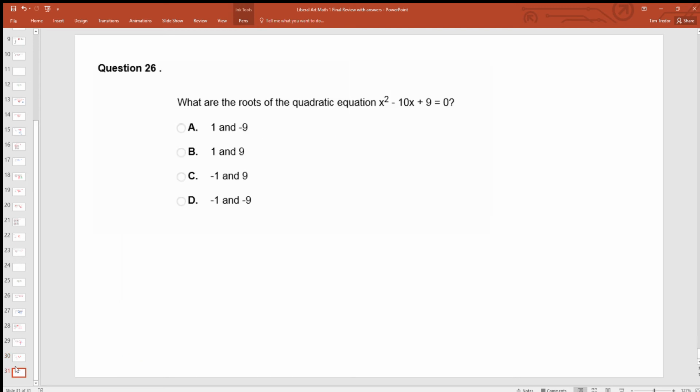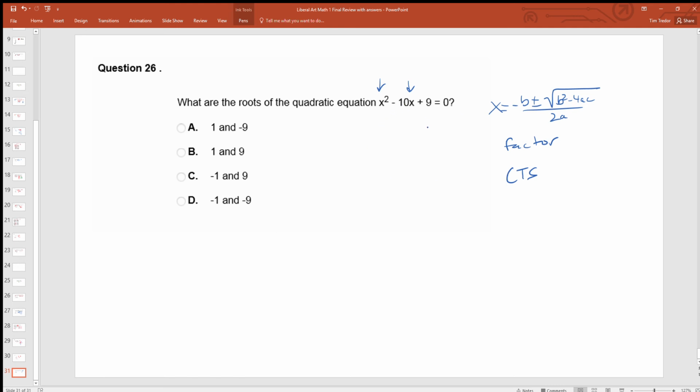Number 26, the last problem. What are the roots of the quadratic equation? Well, the roots are going to be what answers this: what x value do I plug in to make this equal 0? All right, there's a couple of different options you have here to solve this. We can use the quadratic formula. We can factor. We can use completing the square. The easiest one, I think, out of all three of these would be factoring.